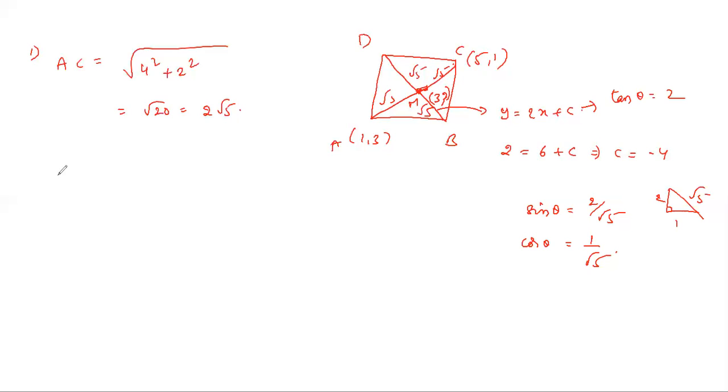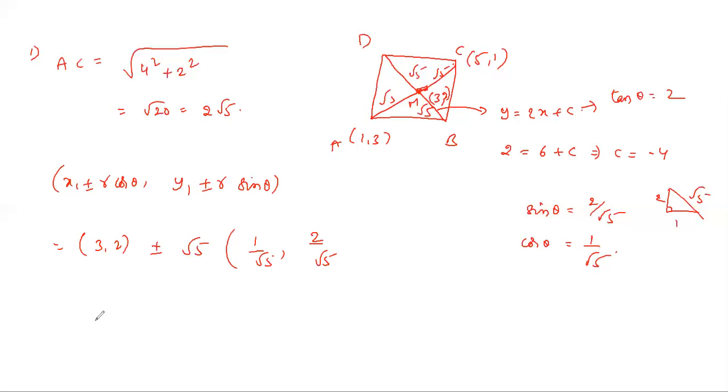Okay, so we can use the parametric distance formula: x1 plus or minus r cos theta, y1 plus or minus r sin theta. From the point (3, 2), there exist 2 points which are at a distance of root 5, so plus or minus, cos theta 1 by root 5, sin theta 2 by root 5. So root 5 will cancel. 3 plus 1 is 4, 2 plus 2 is 4. 3 minus 1 is 2, 2 minus 2 is 0. So (4, 4) and (2, 0) are the other two vertices. Okay, understand? Yes, sir.